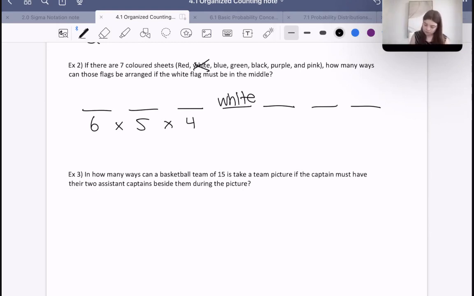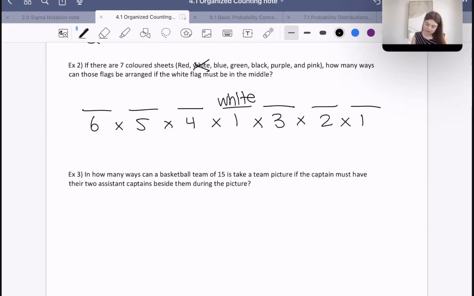For the fourth one, there's actually only one option because we know for sure it's white, and so there's only one thing that can go there, which is white, because the question told us how many ways can the flags be arranged if the white is in the middle. So there's only one possibility for the middle, which is white, if we are to follow the instructions here, which we are. And then how many can go for the third to last? Well, it can't be white, and it also can't be any of the things in spot 1, 2, and 3, so therefore it must be 3. Then there's only 2 left for the second last space, and then only 1 left for the very last space.